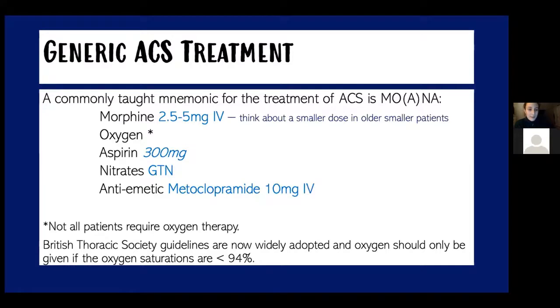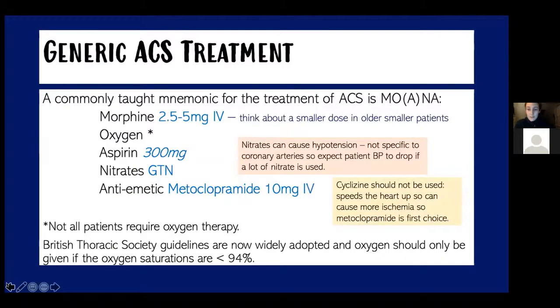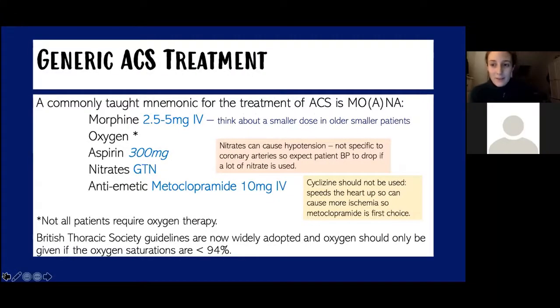Sorry, just two extra notes. The nitrates can cause hypotension, so if you've got someone with a dropping blood pressure, you would avoid nitrates. And when you're choosing your antiemetic, cyclizine is avoided in patients with chest pain as it can speed up the heart rate, causing more ischemia. So always go for metoclopramide.